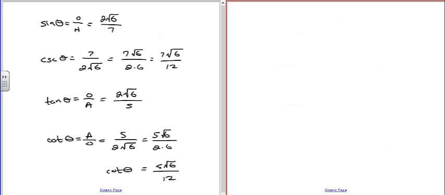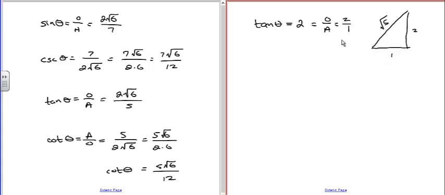So let's do one more. Let's say I give you that the tangent of theta is equal to 2. So the tangent is the opposite over adjacent. So I can make my right triangle using that. So 2 is the same as 2 divided by 1. The reason I do that is that I can say the opposite side length is 2 and the adjacent side length is 1. And so the hypotenuse is the square root of 5. 1 squared plus 2 squared, which is 1 plus 4, is 5. Take the square root. So that's that.